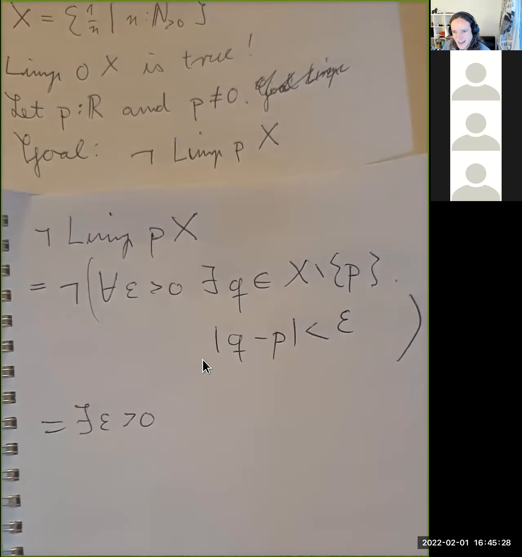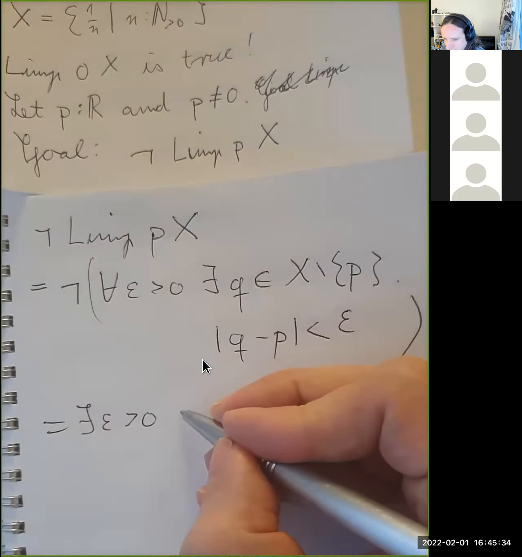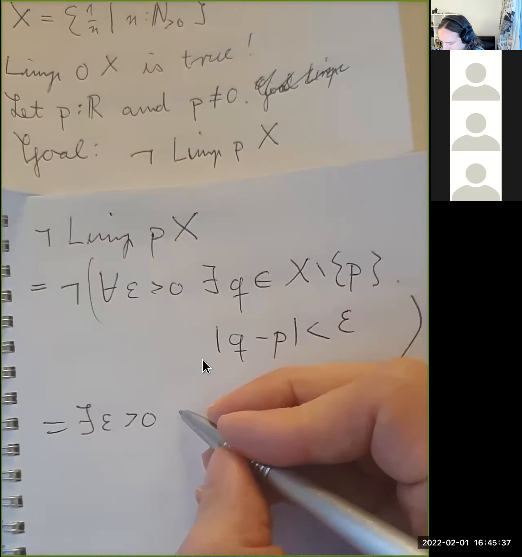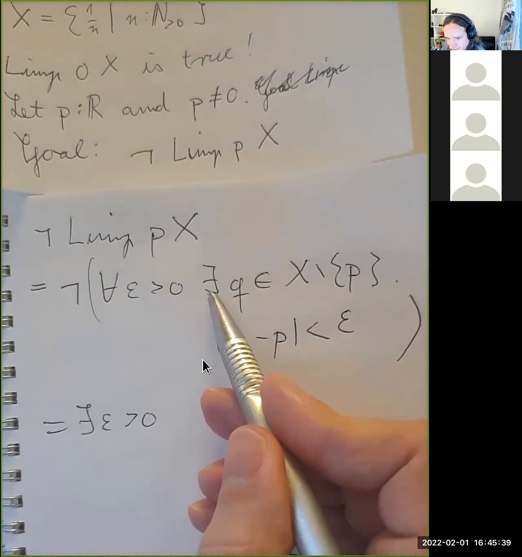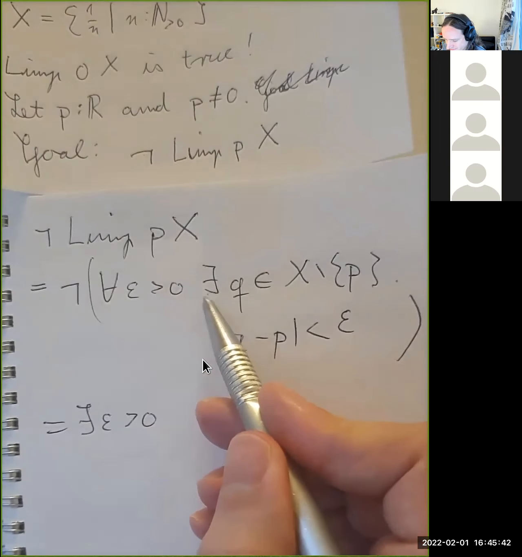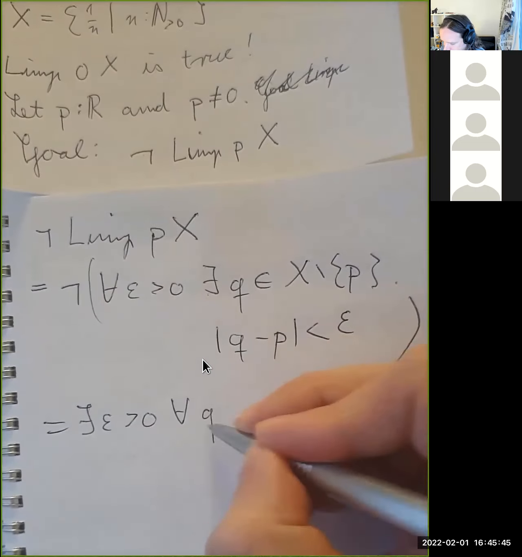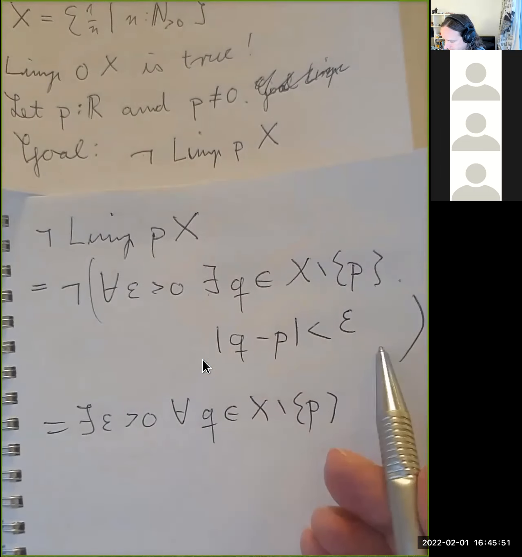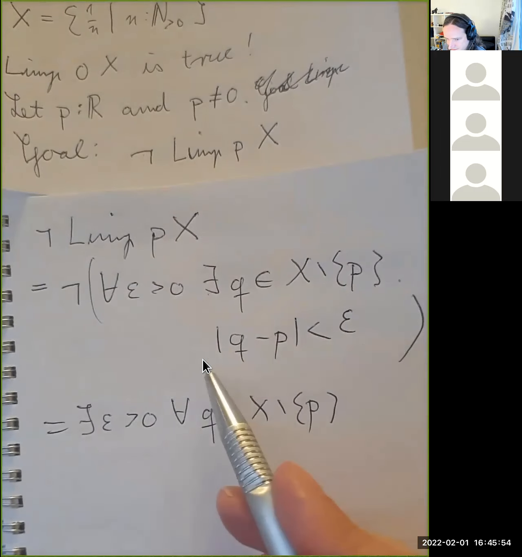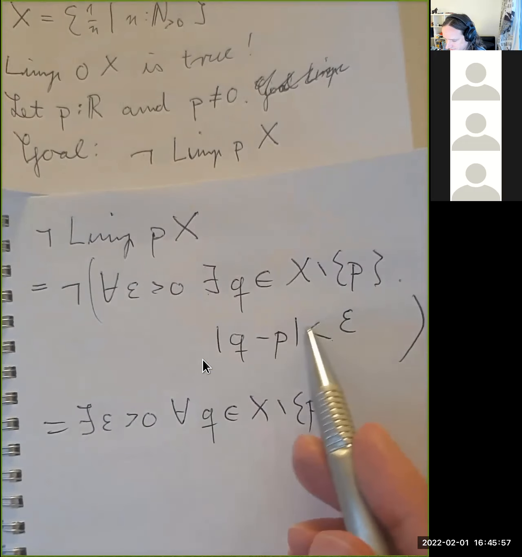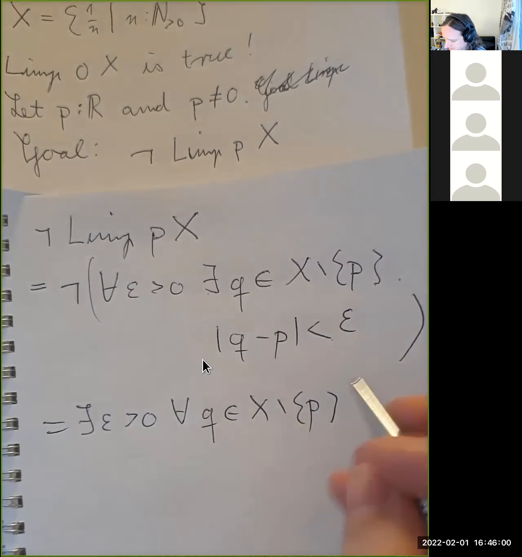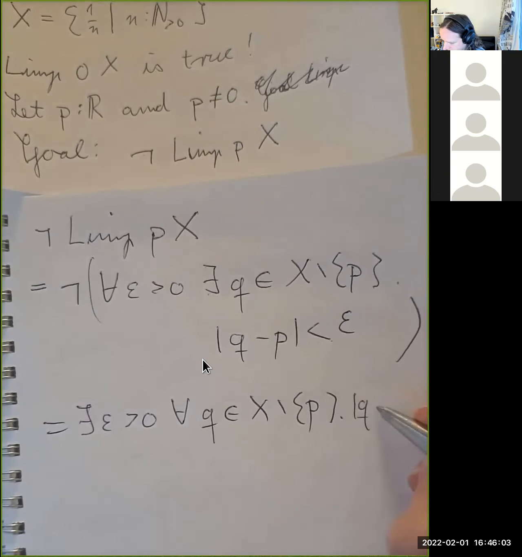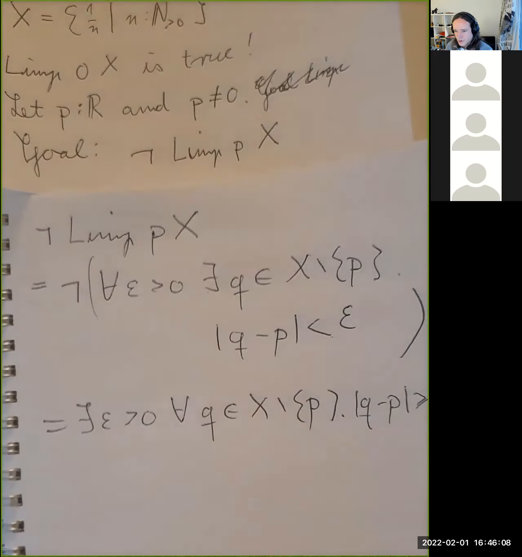So this kind of asks us for a counterexample epsilon. It's good. So we have to guess something in the end. And now the not hits the exists, which turns into a for all. For all q in X without p. And now we have to negate this, which is easy. We just have to turn this smaller, strictly smaller, into greater equals. |q minus p| greater equals epsilon.